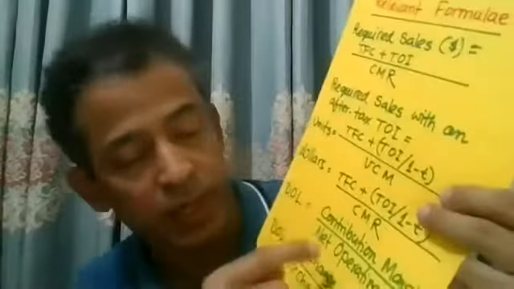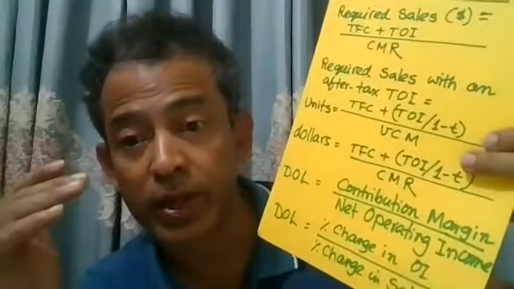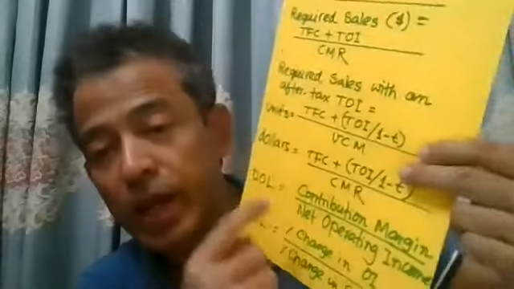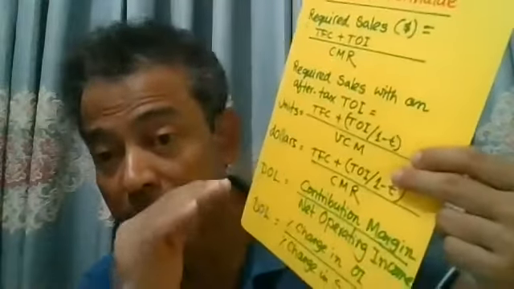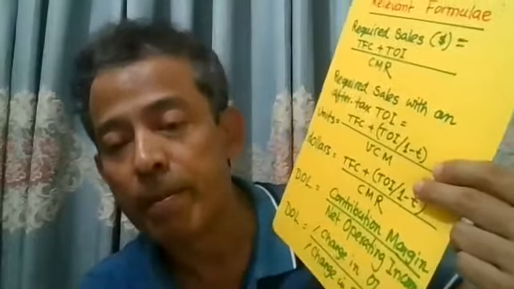But this is easier. I need to find out contribution margin at the current 8,000 student number level. Right now we have 8,000 students, so I can calculate my contribution margin: my revenue from 8,000 students minus variable costs for 8,000 students. That is my contribution margin at the current level. And then I divide it by current net operating income.